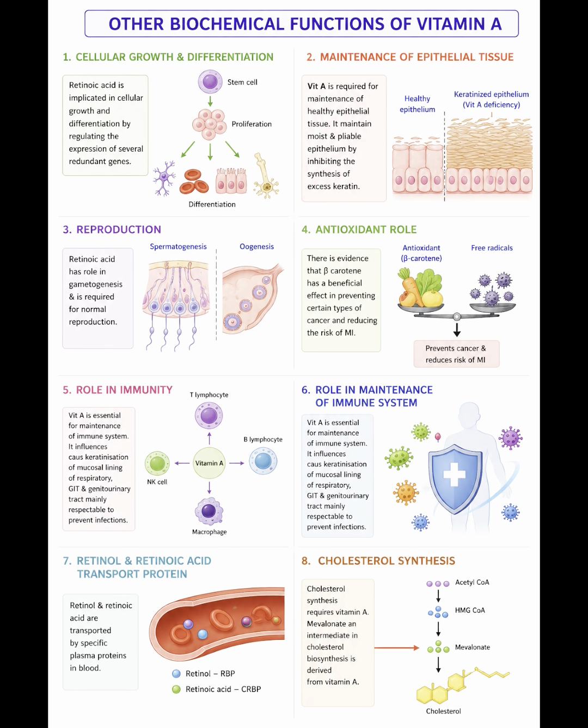So next, vitamin A is essential for maintenance of the immune system. Its deficiency causes keratinization of the mucosal lining of respiratory, gastrointestinal, and genitourinary tracts, making one susceptible to frequent infections. Retinol and retinoic acid are essential for synthesis of transferrin, the iron transporting protein. Iron deficiency anemia may occur in vitamin A deficiency. Next, cholesterol synthesis requires vitamin A. Mevalonate, an intermediate in cholesterol biosynthesis, is diverted for synthesis of coenzyme Q in vitamin A deficiency.